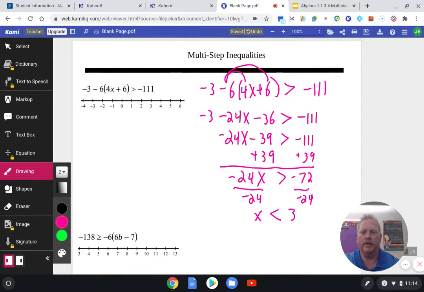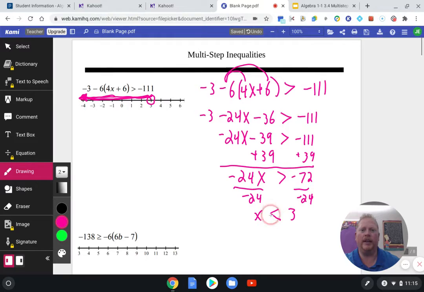So then let's go ahead and graph it. We're going to be on 3 with an open circle. And since my arrow is heading to the left, I'm going to shade to the left. Problem done. Now that problem looked like a beast when we first saw it, but a few steps and we got it under control.